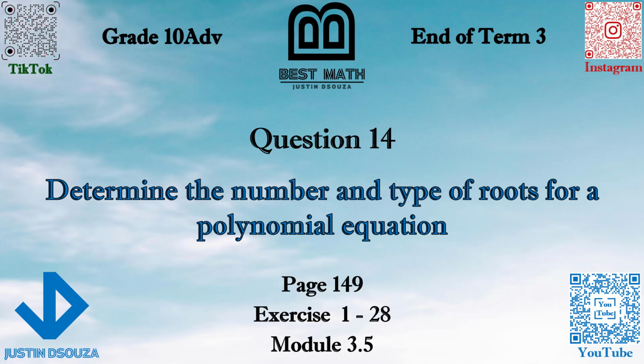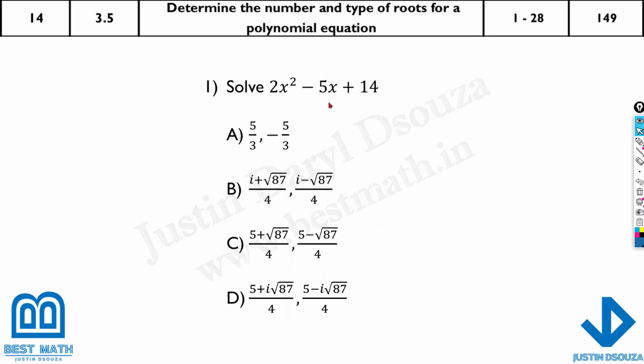In this question, we'll find the roots of the polynomial equation, and find the number and the types of roots. Here you have been given 2x squared minus 5x plus 14. This is a quadratic equation. Now we can easily solve this in the calculator and select the correct option.